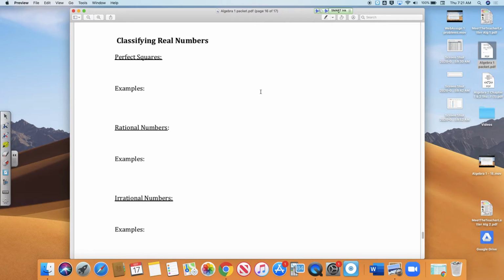The smallest perfect square is 1, since 1 squared is 1. 2 squared is 4, 3 squared is 9. 4 squared is 16, 5 squared is 25, 6 squared is 36, 7 squared is 49, 8 squared is 64, 9 squared is 81, 10 squared is 100, and we could keep going. We could keep doing that forever, but we'll just list those first 10 ones. So perfect squares, I guess I should have put that in the examples row, but that's fine.